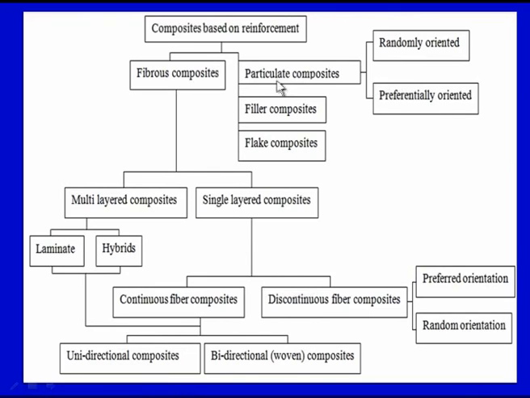So, particulate composites can be randomly oriented or preferentially oriented. Then within particulate composites we can have filler composites and flake composites. So, flakes can also be used as the reinforcement type. Within fibrous composites, we can have multi-layered composites and single layered composites. In multi-layered composites, we can have laminate and hybrid. Laminate and hybrid can further be classified as unidirectional, in which all the fibers are in one particular direction, or bidirectional, in which the fibers are in both directions.